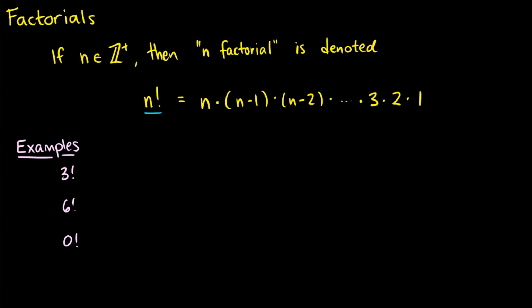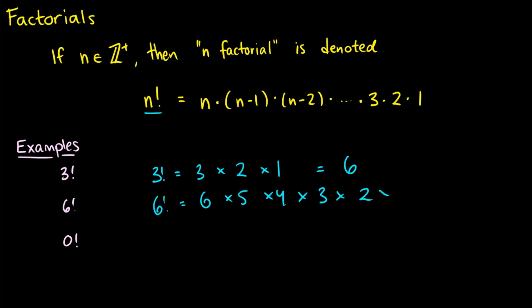Essentially, if we have, say, 3 factorial, what we're saying is that 3 factorial is equal to 3 times 2 times 1, which is just equal to 6. If we have 6 factorial, then we have 6 times 5 times 4 times 3 times 2 times 1, which is equal to 720. If we have 0 factorial, we are defining 0 factorial to be equal to 1, and we can think of it in the sense of rearranging. There is one way to rearrange nothing.